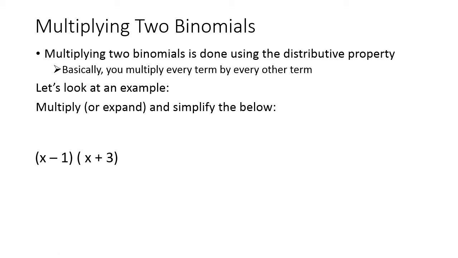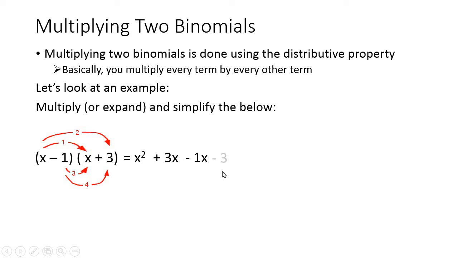So we have x minus 1 times x plus 3. You're going to multiply the first terms to get x squared. X times x is x squared. The first and last to get x times 3 is 3x. And then the inside terms, negative 1 times x is negative x. And finally the last terms, negative 1 times 3 is negative 3.